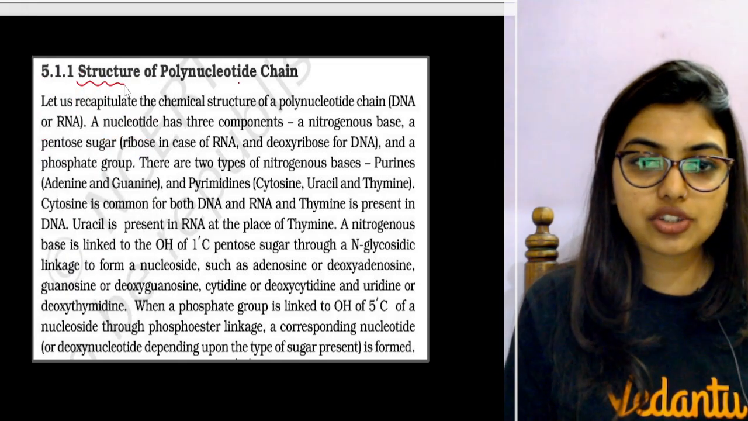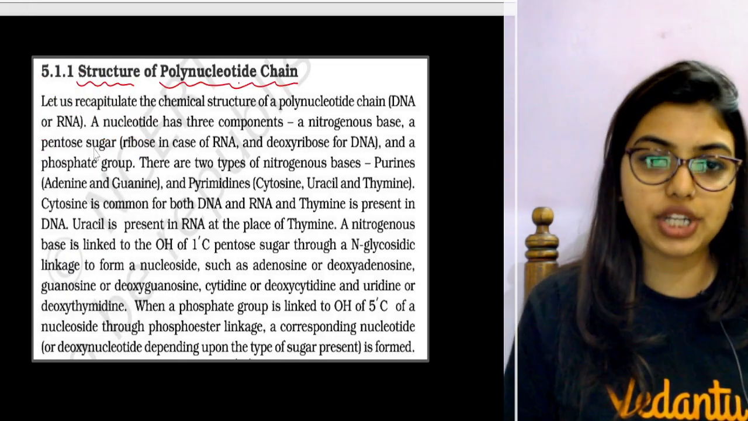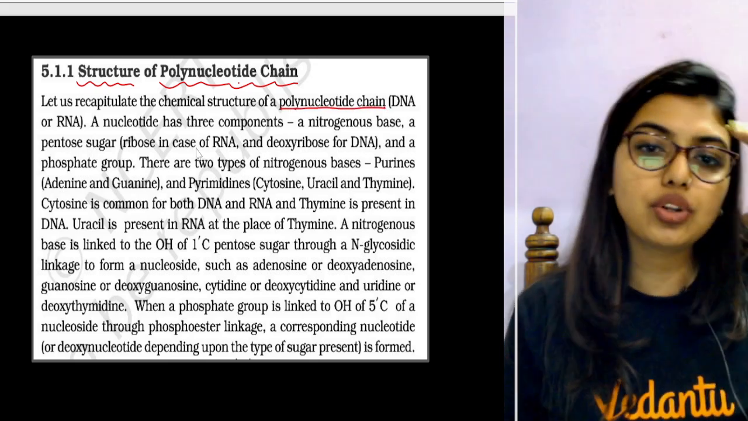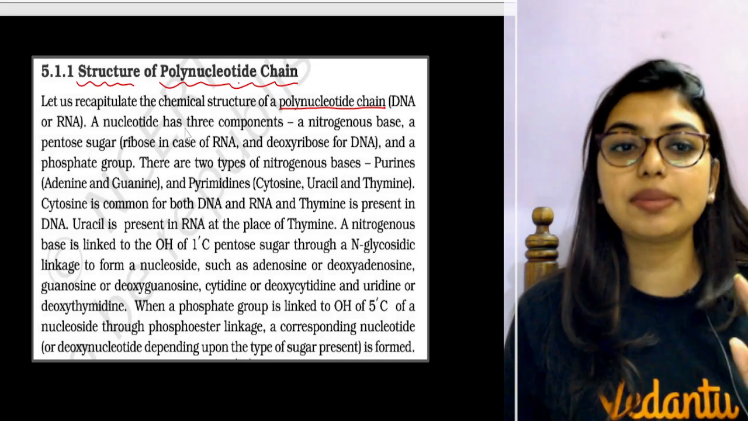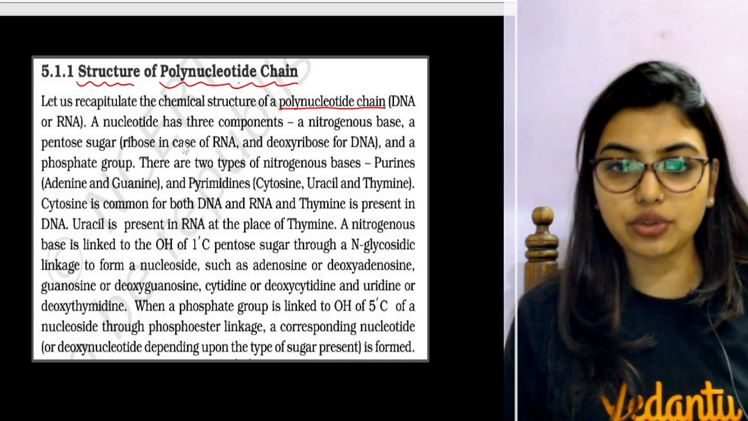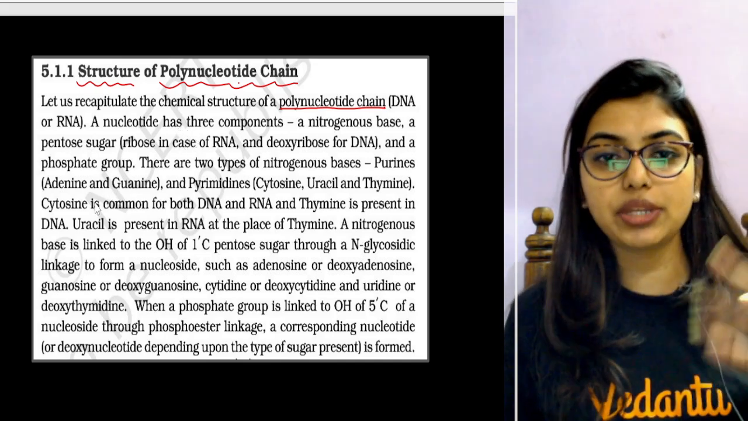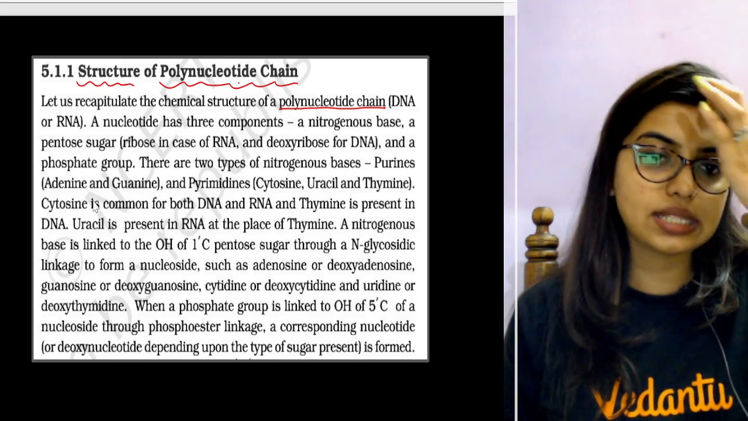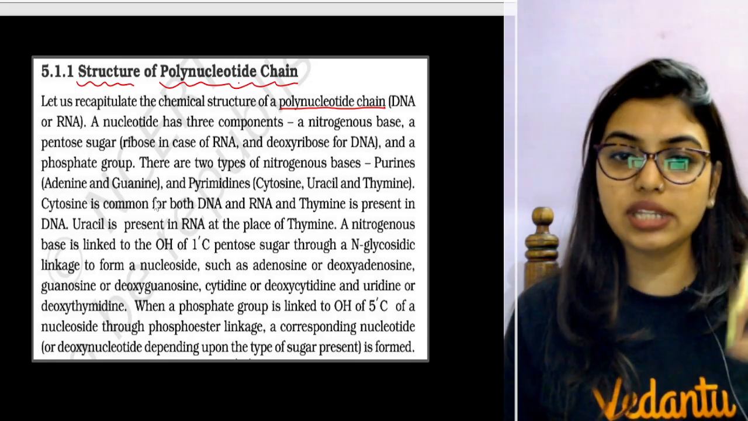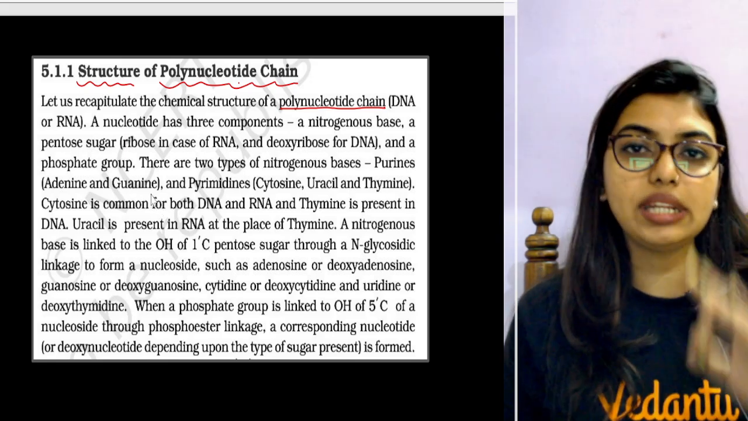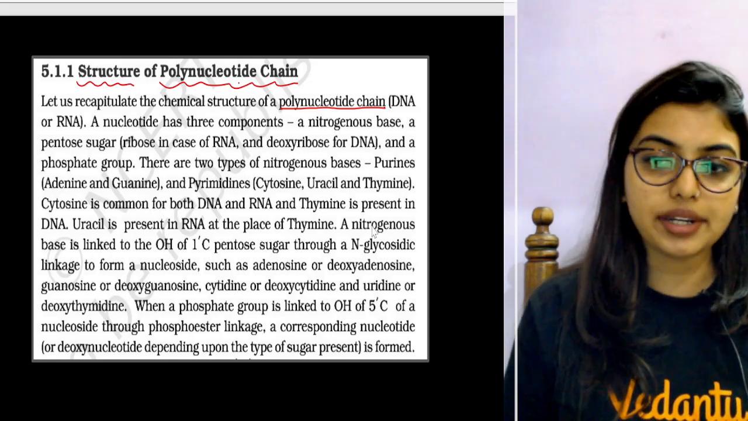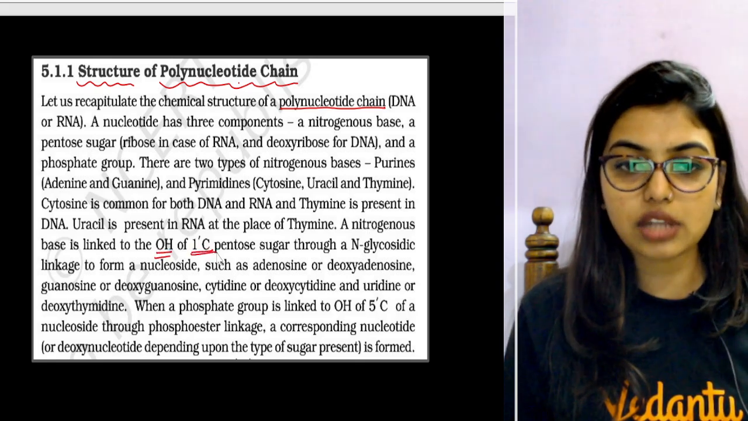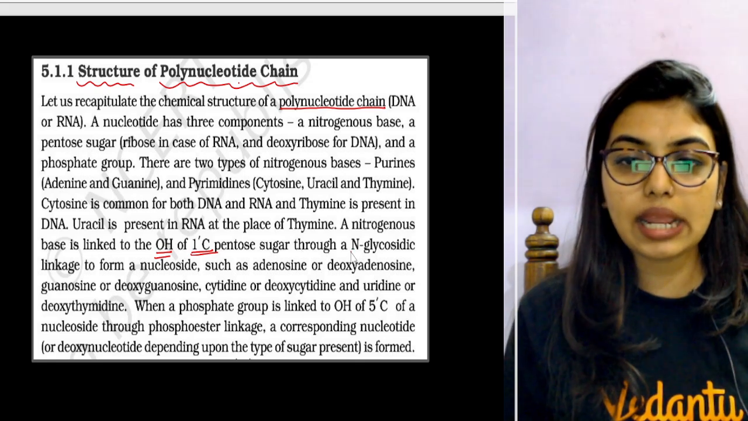let's study the structure of a polynucleotide chain. Let us recapitulate the chemical structure of a polynucleotide chain. A nucleotide has 3 components: a nitrogenous base, a pentose sugar, and a phosphate group. There are 2 types of nitrogenous bases, purines and pyrimidines. Purines are adenine and guanine; pyrimidines are cytosine, uracil, and thymine. Cytosine is common for both DNA and RNA, thymine is present only in DNA, and uracil is present only in RNA. A nitrogenous base is linked to the OH of the first carbon of the pentose sugar through an N-glycosidic linkage.